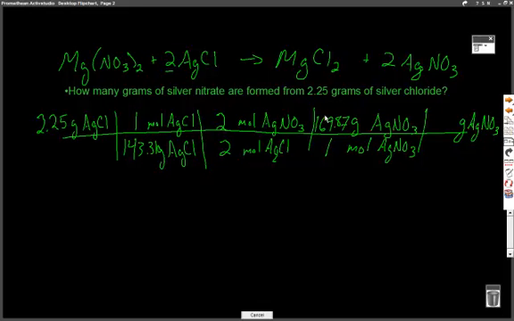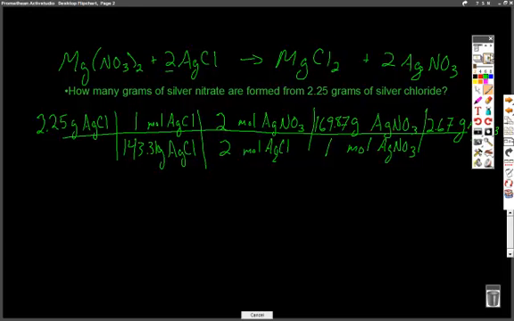And once we have all that information, really then it's just some math. So we have 2.25 divided by 143.31. We take that answer, and obviously we're multiplying it by 1, and then we're going to multiply it again by the molar mass of AgNO3, which is 169.87. And I made a mistake there, sorry. And we get an answer of 2.67 grams of AgNO3. So that's how we solve for this.